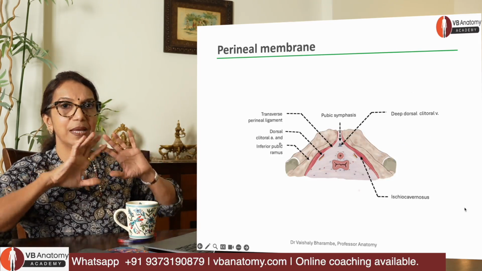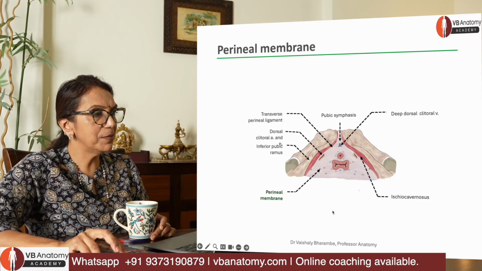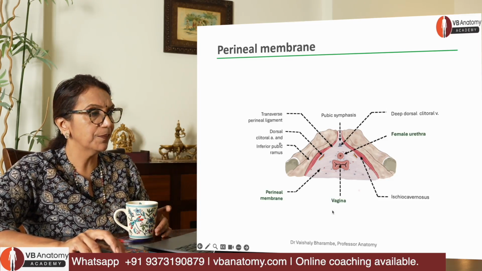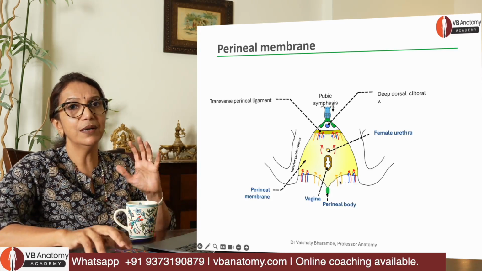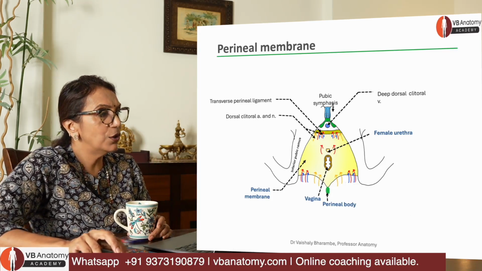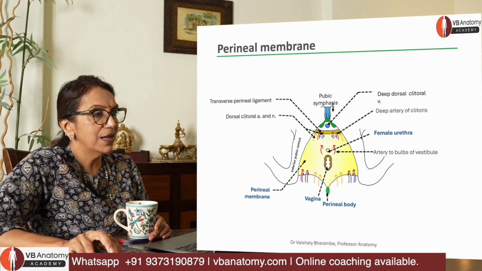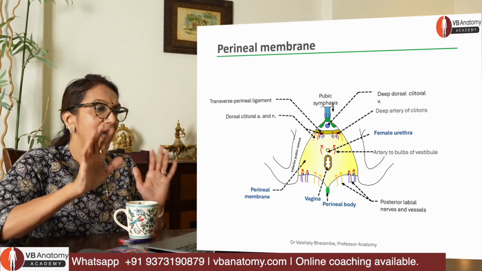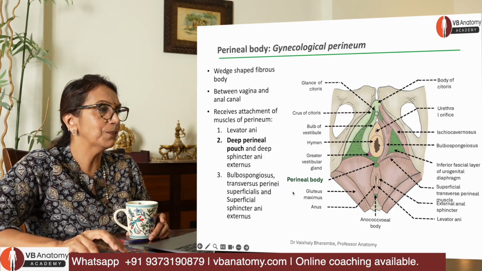So now we are looking at the perineal membrane from below. This is the perineal membrane, and you can see the female urethra and the vagina passing through it, and it is being pierced by a number of very important blood vessels and nerves. What are these blood vessels? The dorsal clitoral artery and nerve, deep artery of the clitoris, artery of the bulb of the vestibule, posterior labial nerves and vessels. I have given you this diagram. You can of course come back and revise these blood vessels here.